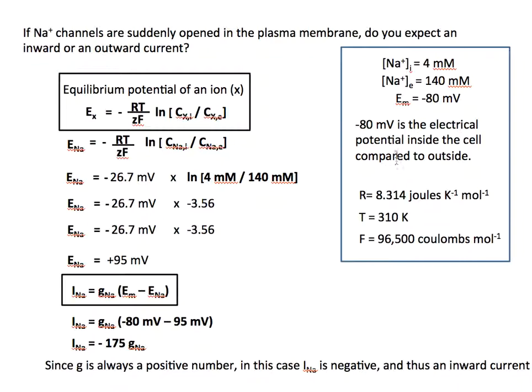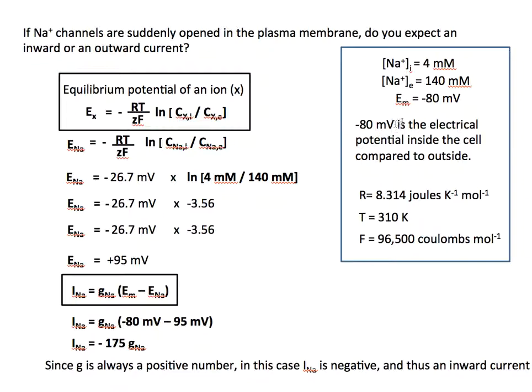The membrane potential is negative 80 and the equilibrium potential is plus 95. What this is showing you is that you need plus 95 to keep the cations, the sodium ions, from coming in. You have so much more sodium ions out there than inside. And when you have plus 95, you can stop this flux. You can stop the cations from coming in.